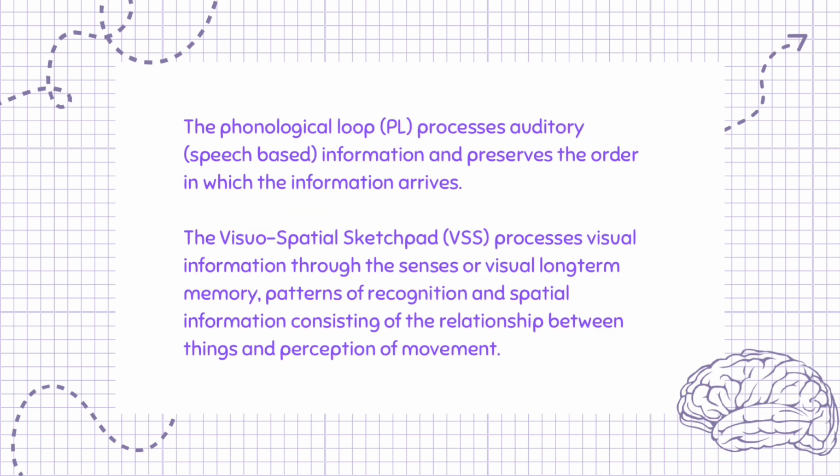The phonological loop, PL, processes auditory, speech-based information and preserves the order in which the information arrives. The visuospatial sketchpad, VSS, processes visual information through the senses or visual long-term memory, patterns of recognition and spatial information consisting of the relationship between things and perception of movement.